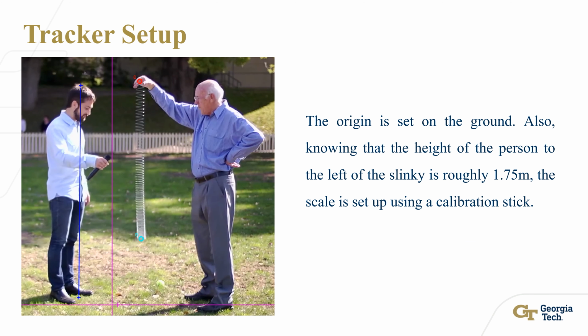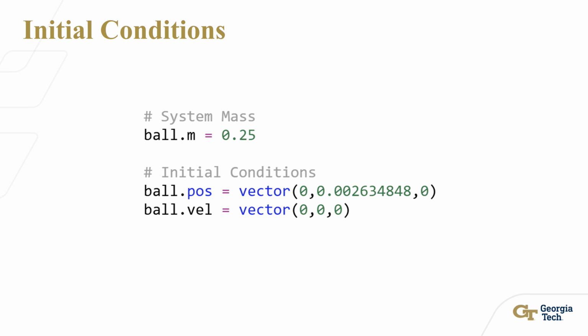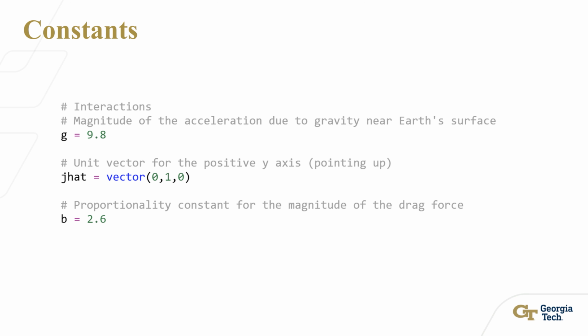On the model, the system mass and the initial conditions of the bottom of the slinky are set up. The constants for the magnitude of acceleration due to gravity near the surface of the Earth, as well as the vector, the unit vector j hat, and the proportionality constant for the magnitude of the drag force are set up.